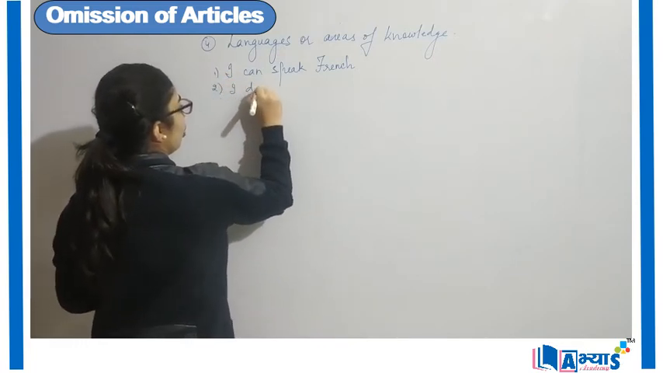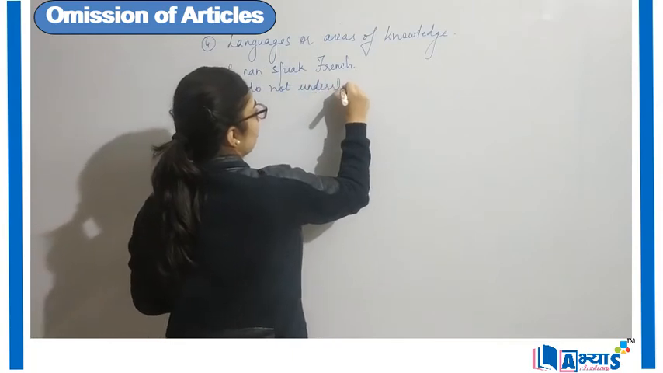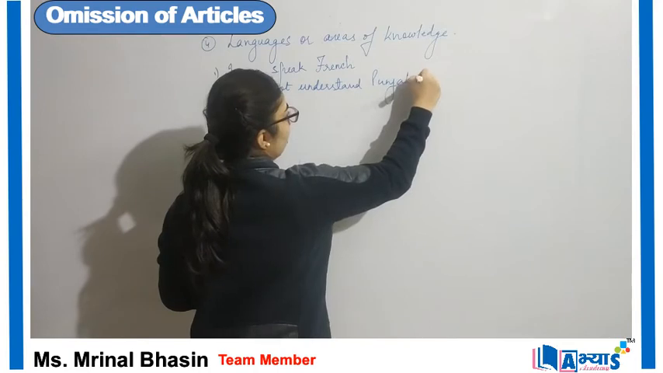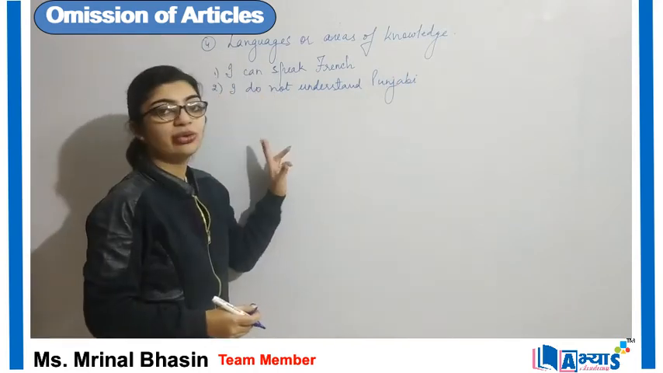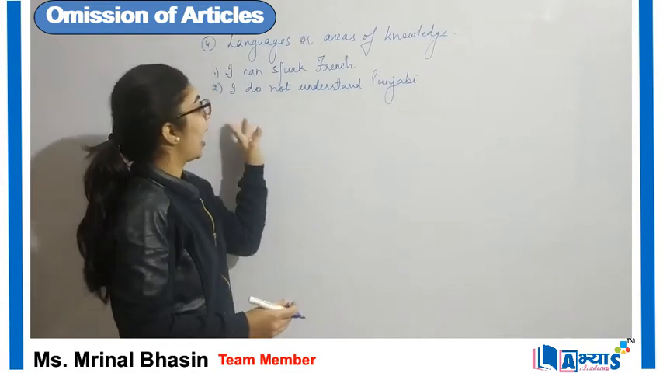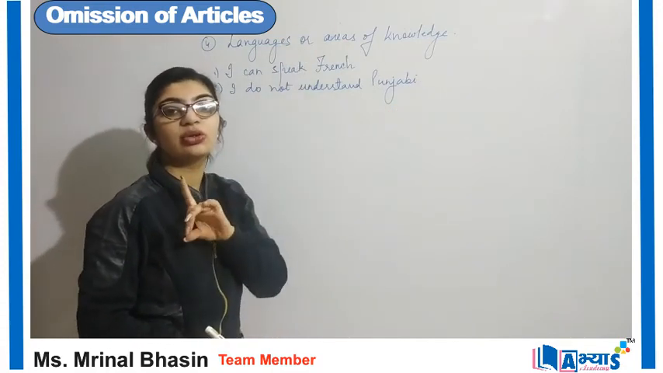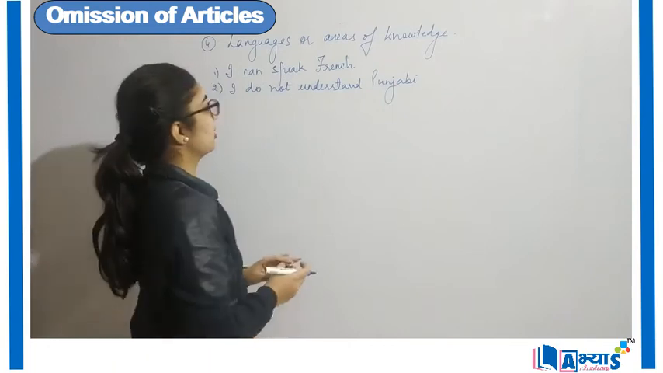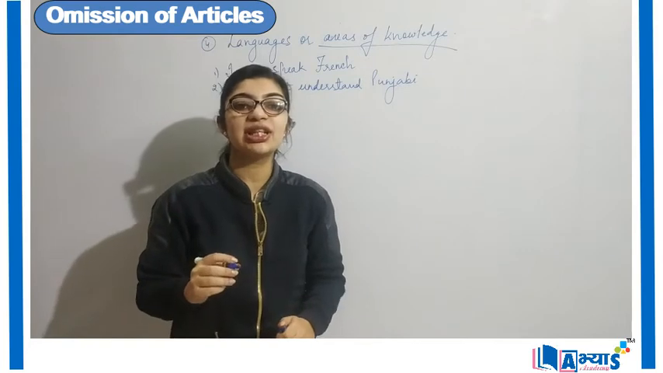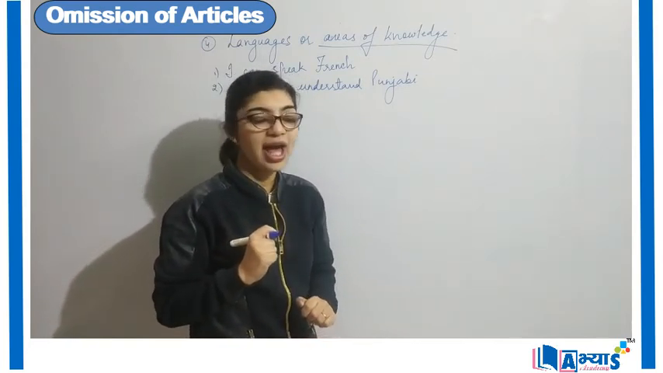I do not understand Punjabi. Now, I cannot say I do not understand the Punjabi, a Punjabi. Wrong. I do not understand Punjabi. So, before languages, we cannot use the article. Then, areas of knowledge. Areas of knowledge basically mean the branches of knowledge or the subjects that you have.